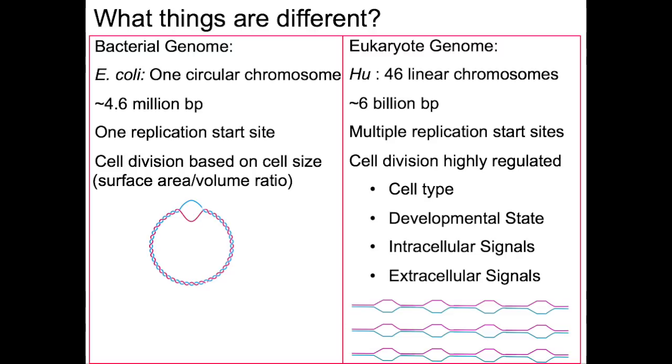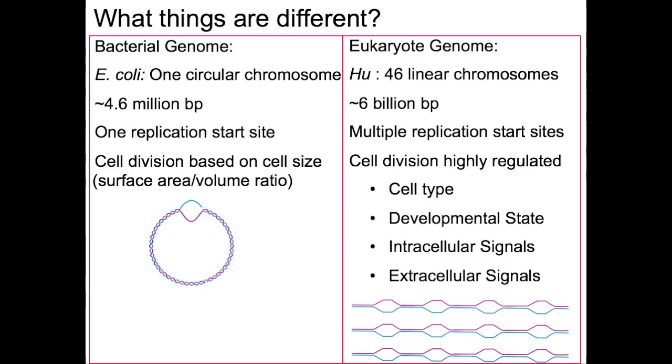In bacteria, there is generally one circular chromosome. In E. coli, this is true, and there are about 4.6 million base pairs on that chromosome. Each circular chromosome has one replication start site, and the cell division is based on cell size. This is the relative surface area to volume ratio. Each different bacterium has its own particular optimal size, and once that size is surpassed, it's time to divide.